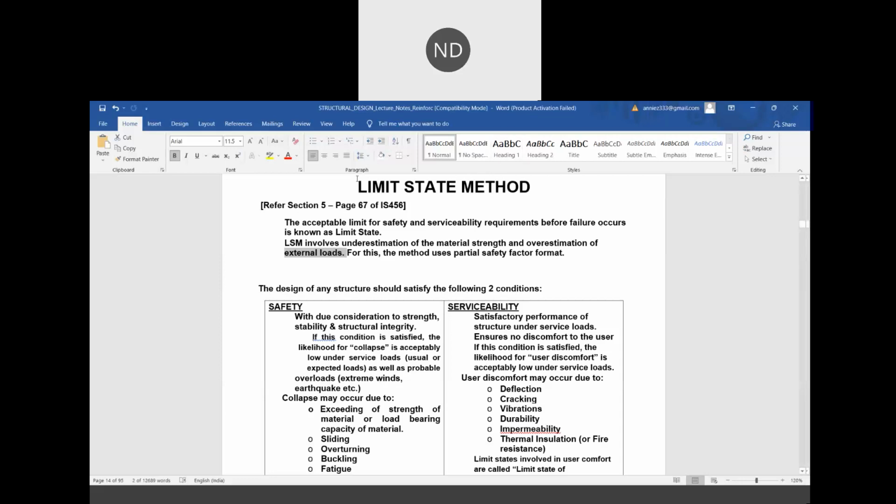Now if we design our structure with the help of this limit state method, one more thing: everything about this limit state method you are going to get in IS 456, page number 67. Let me check. Okay, I'll show you. I think I have shared this IS 456 with you, so you can go there and check page number 67.